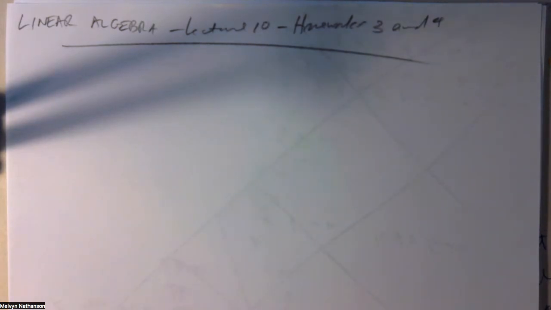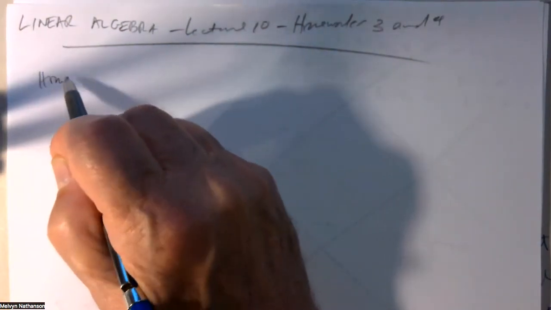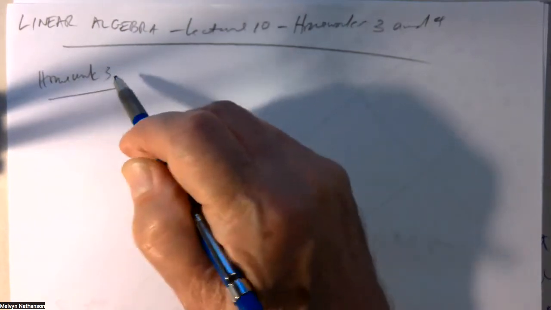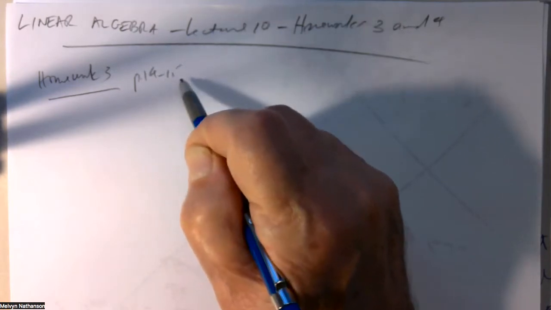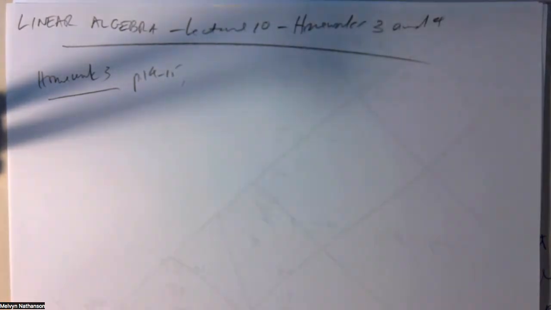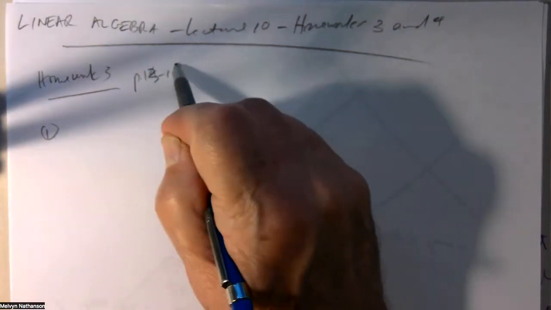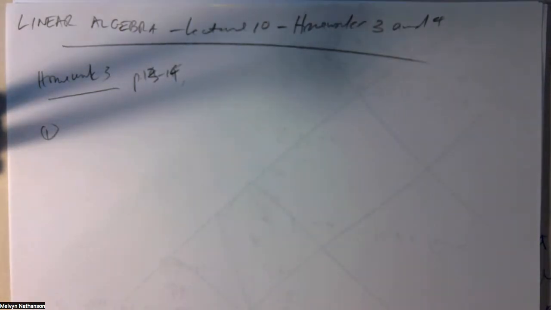So we're going to go over some of the problems from homeworks 3 and 4 on vector spaces. So let's begin with homework 3, which is on pages 14 and 15. Good, number 1. Actually, it's pages 13 and 14, I think.